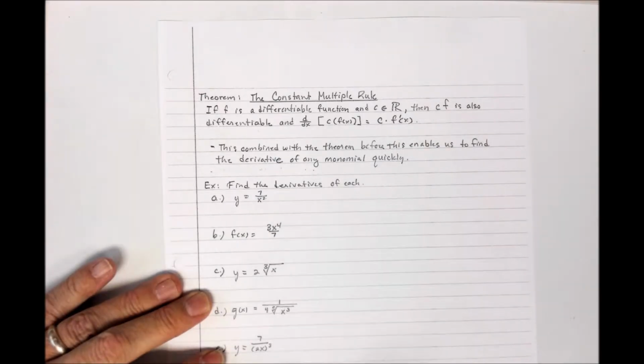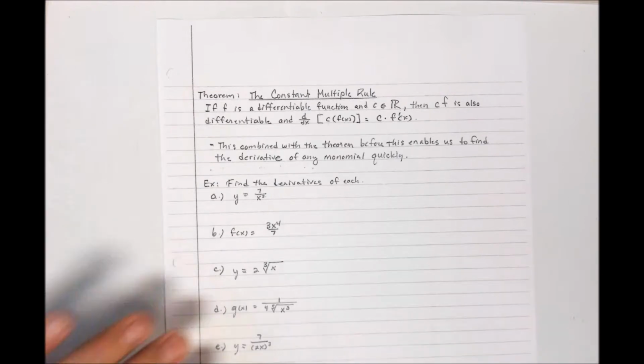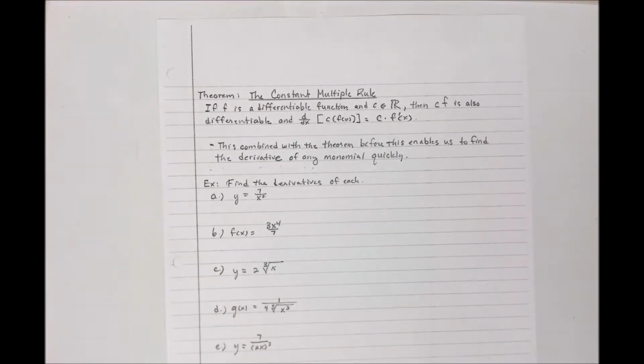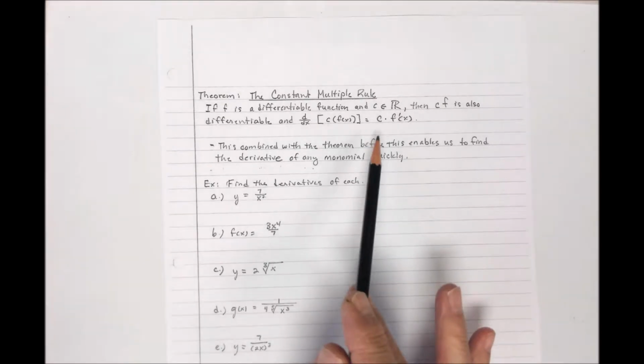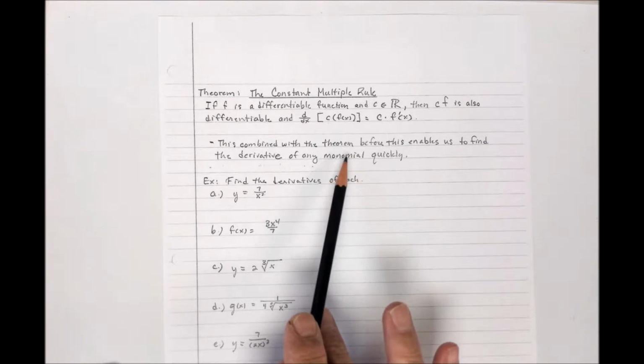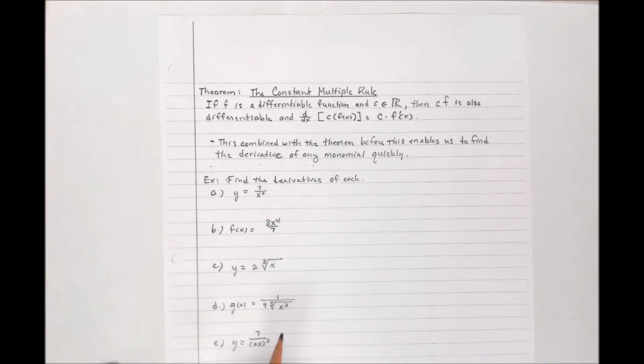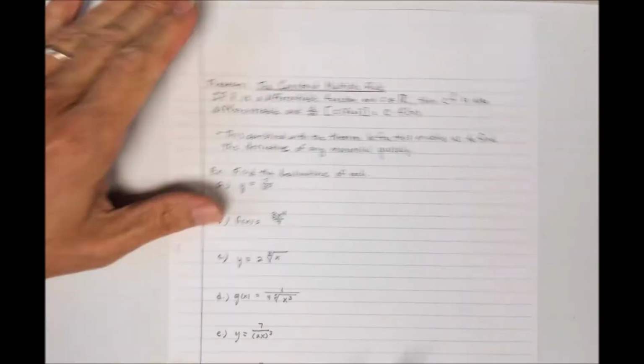So it's as if the constant just popped out in front, then you take the derivative and you multiply through. This, along with the sum and difference rule, which is going to be coming up here in just a little bit, is going to allow us to do polynomials, but this, along with the power rule, is going to help us to be able to do monomials kind of quickly. So I have a whole bunch of derivatives here that I want to find.